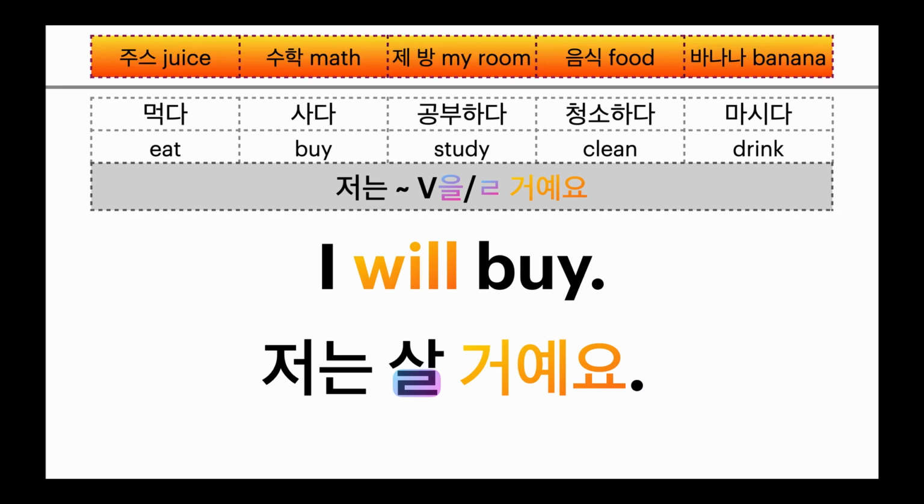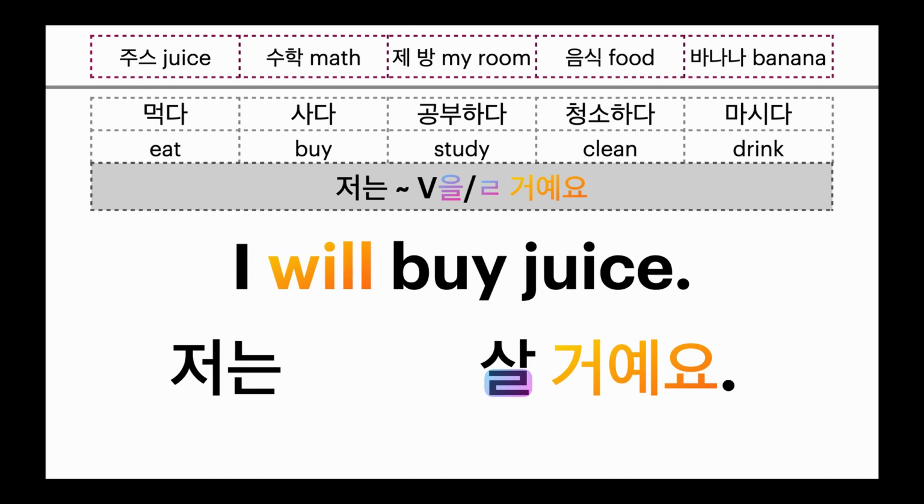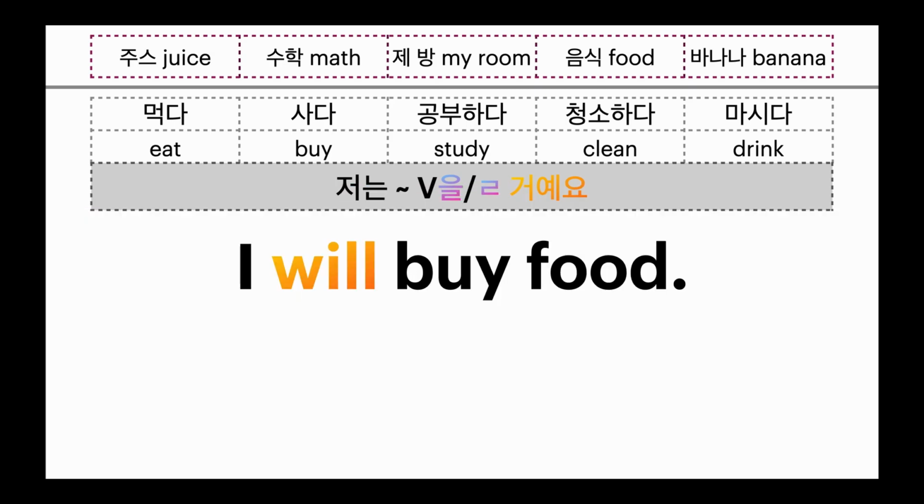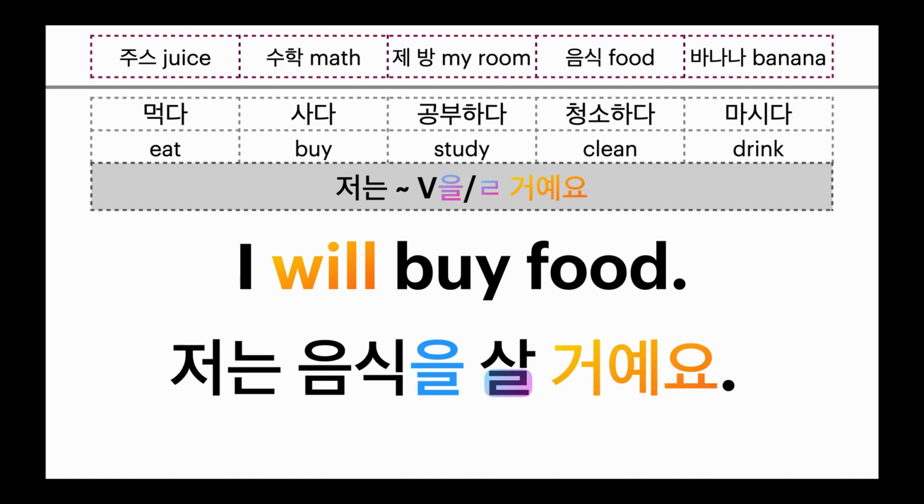And now let's get 5 nouns in here. I will buy juice. Again, pause if you need more time. 저는 주스를 살 거예요. Don't forget that 를 is the object particle, and it represents the object of the sentence. If you are unfamiliar with this grammar, then go ahead and check out this lesson in the playlist. I will buy food. 저는 음식을 살 거예요.